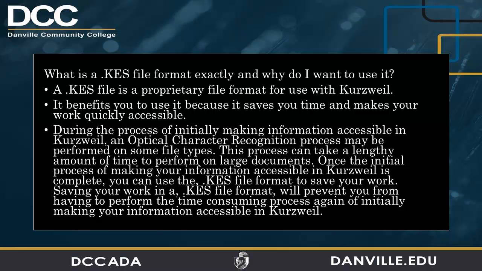During the process of initially making information accessible in Kurzweil, an optical character recognition process may be performed on some file types. This process can take a lengthy amount of time to perform on large documents. Once the initial process of making your information accessible in Kurzweil is complete, you can use the KES format to save your work. Saving your work in a KES file format will prevent you from having to perform the time-consuming process again of initially making your information accessible in Kurzweil.